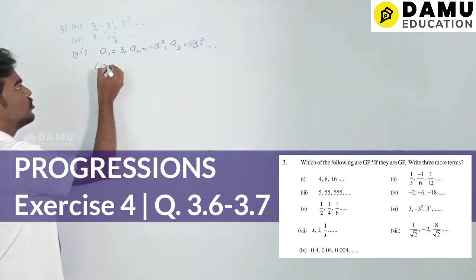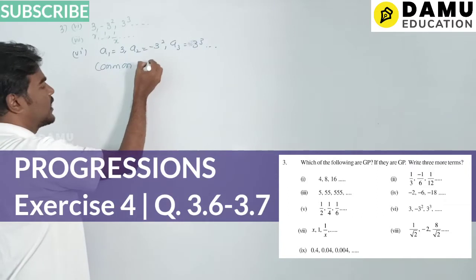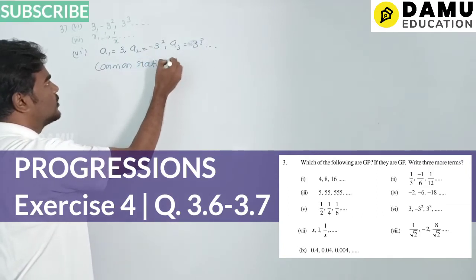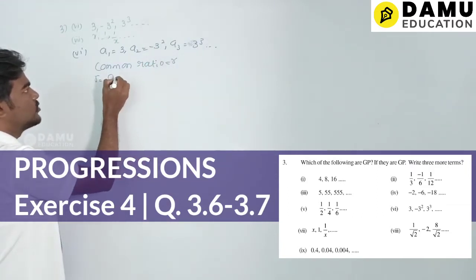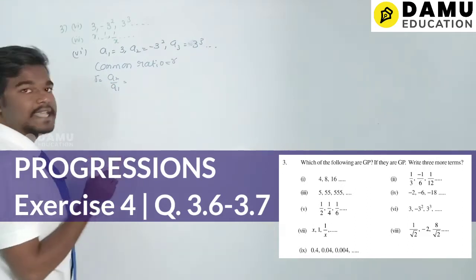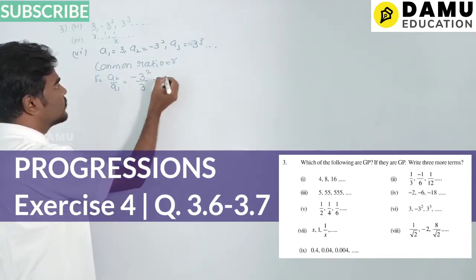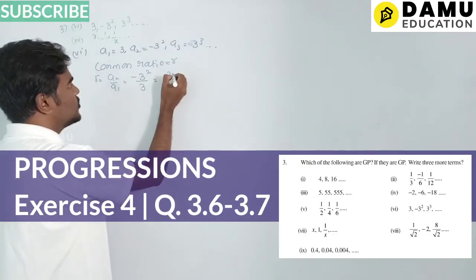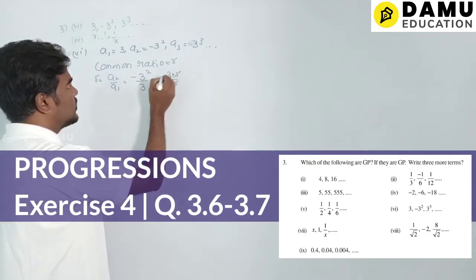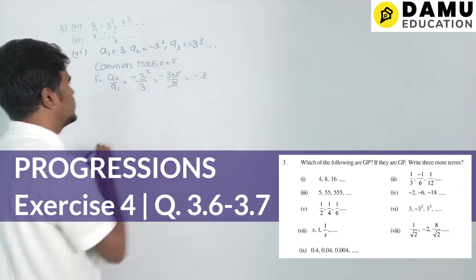So let's calculate the common ratio R. R will be equal to A2 by A1. So what is A2 here? Minus 3 square by A1, which is 3. So 3 square, 3 into 3 by 3. So we will get it as minus 3.